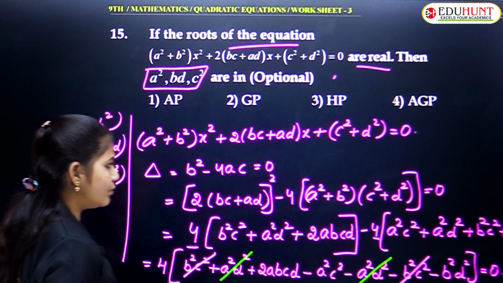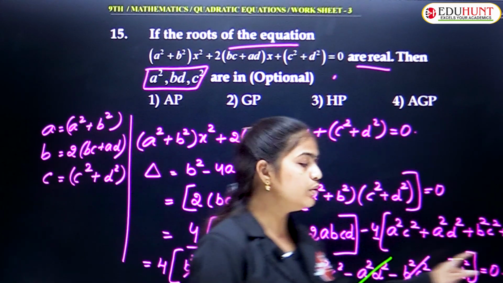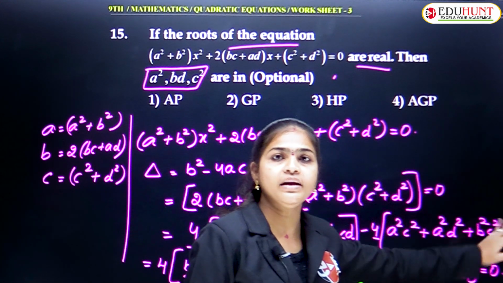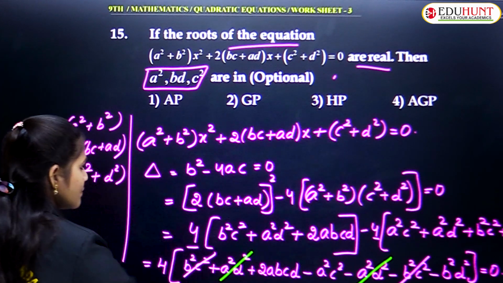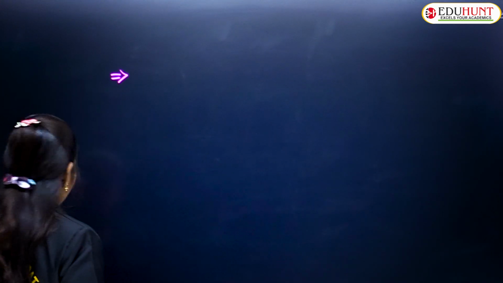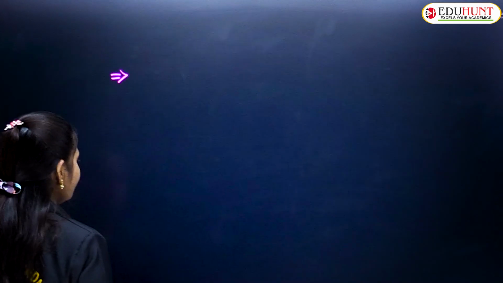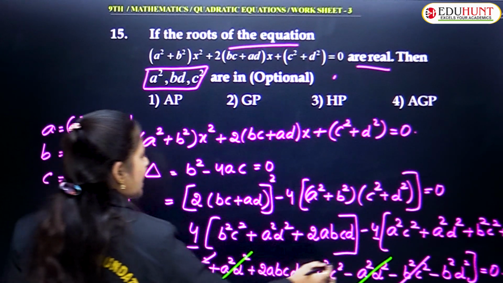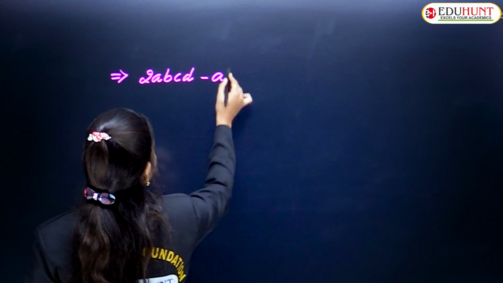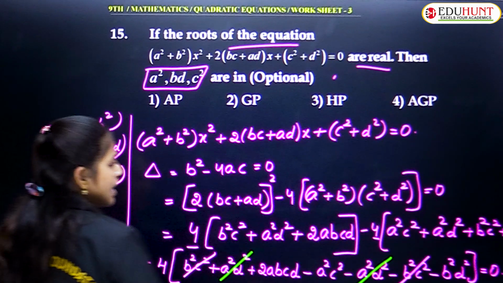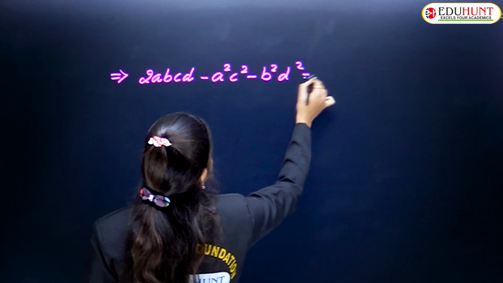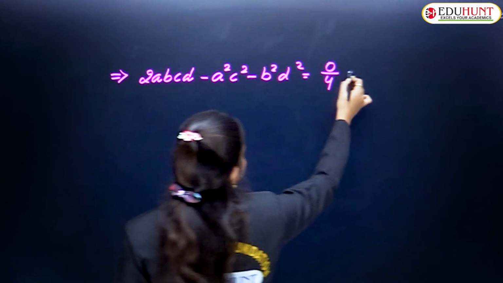So here 4 is there, no, and on the other side 0 is there. If you transpose this 4 to the RHS, then 0 by 4 is again 0. So the leftover terms are 2abcd, minus a square c square, and minus b square d square, which is equal to 0 by 4. So which is equal to 0.